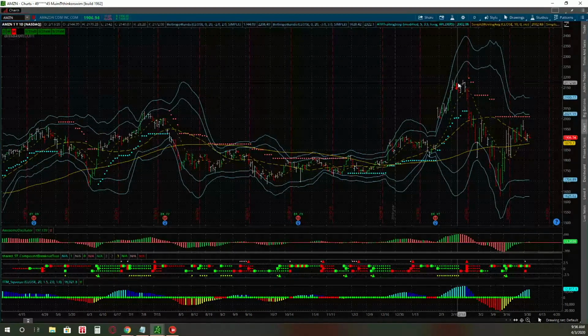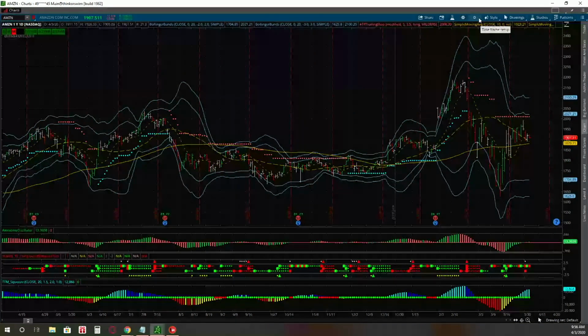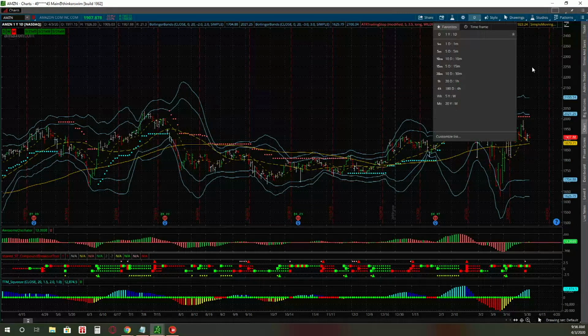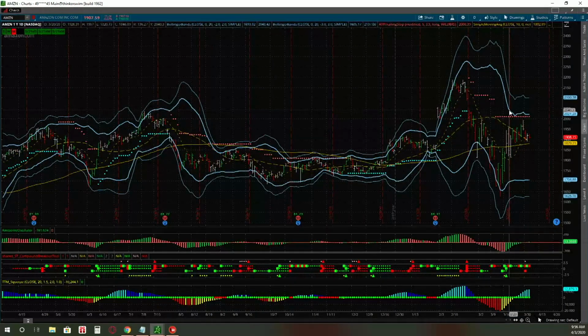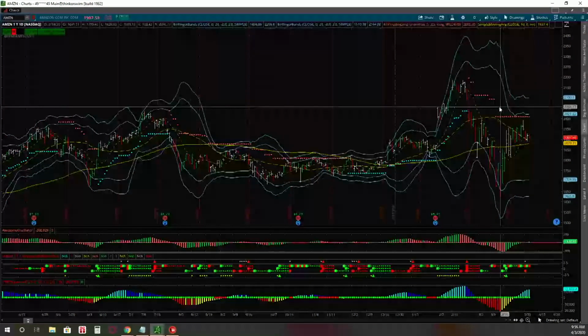And then the last main study here on the main chart is my divergent bar indicator. So all these other studies I talked about are free studies on Thinkorswim. The Bollinger Bands, the simple moving averages, the ATR trailing stops, all of those are free studies you can add to your chart yourself. The divergent bar indicator is not.